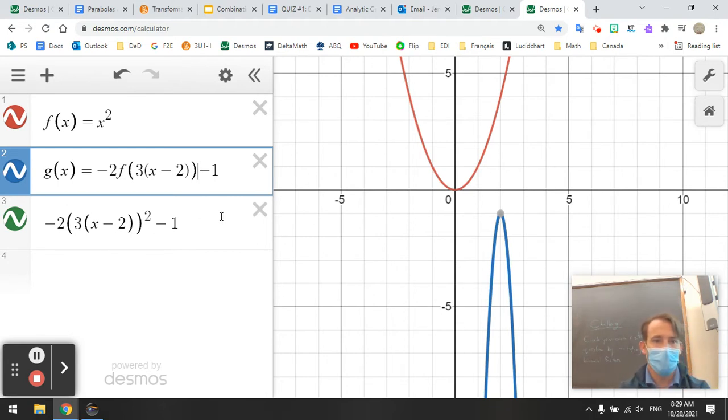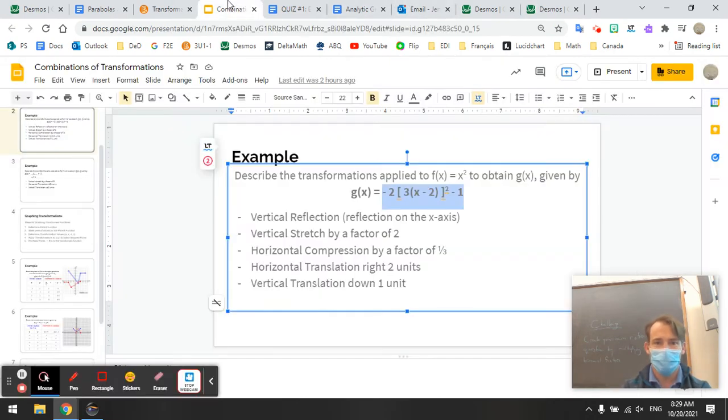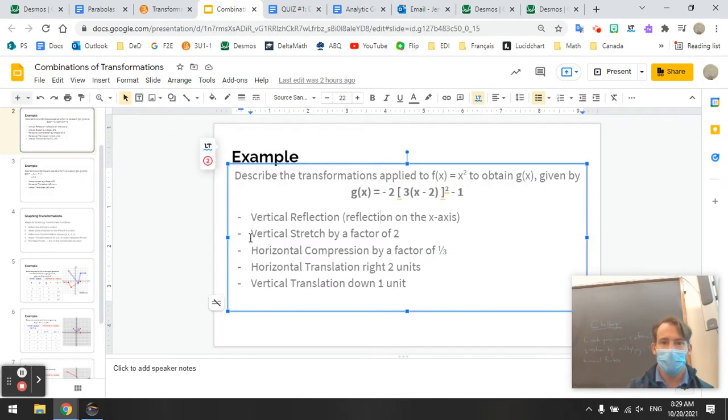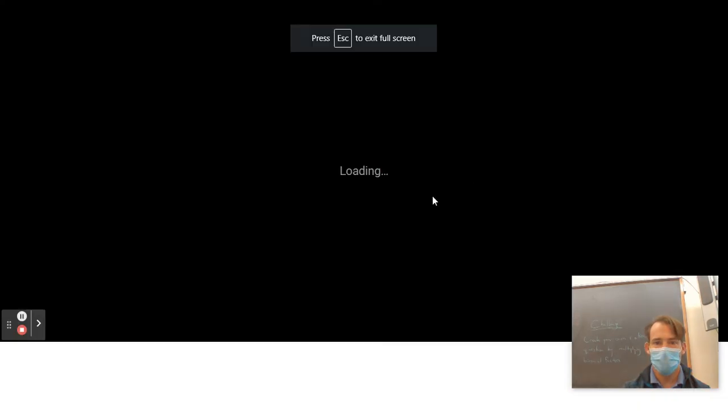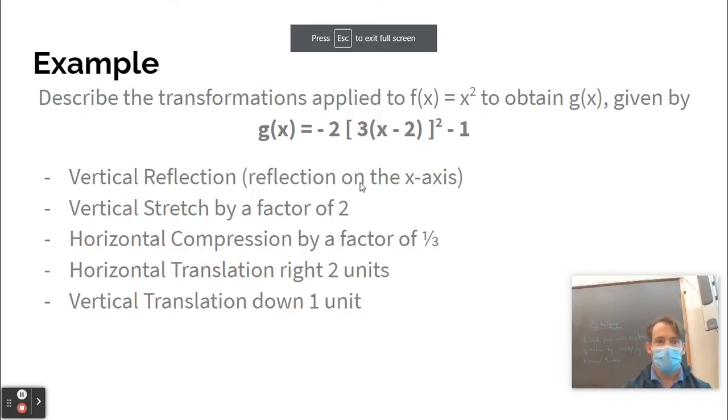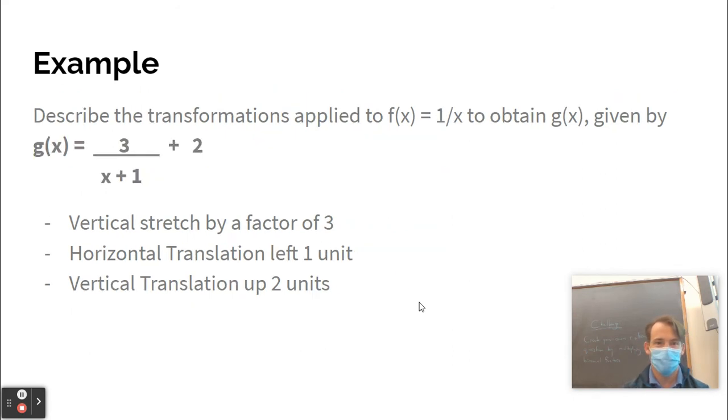Okay, so now this is our new transformed function. And the way we did that was we applied the transformations in this order. First, our vertical reflections, then our vertical stretches. And then we would compress horizontally by a factor 1/3. Then move it right 2 units and down 1 unit. Notice this is right and this is down, as we were seeing before. And so this is the order that we want to apply these transformations in.